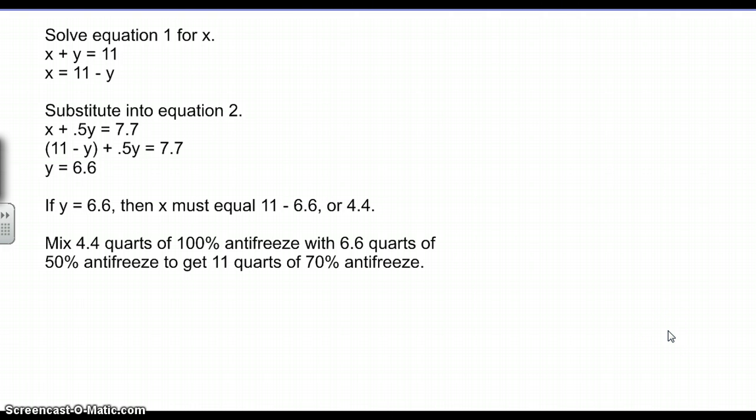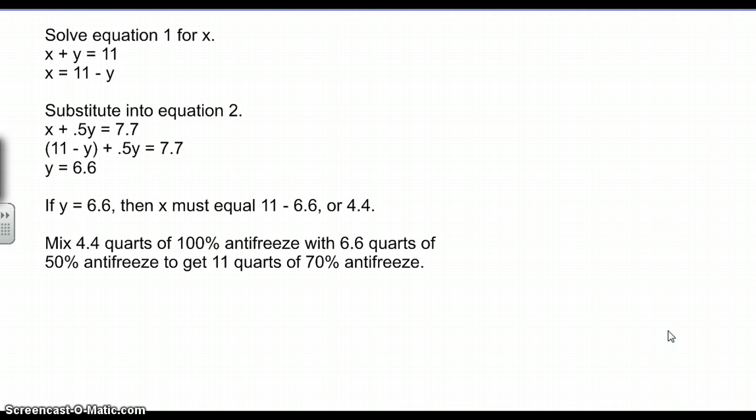So now you're going to solve equation 1 for x. Since x plus y equals 11, then x equals 11 minus y. We take that result and substitute it into equation 2. So we had 1x plus 0.5y equals 7.7. We substitute 11 minus y for x and get 11 minus y plus 0.5y equals 7.7. So y equals 6.6.